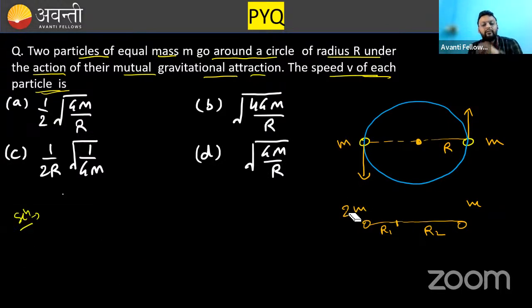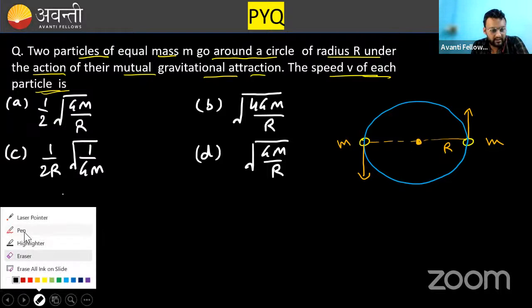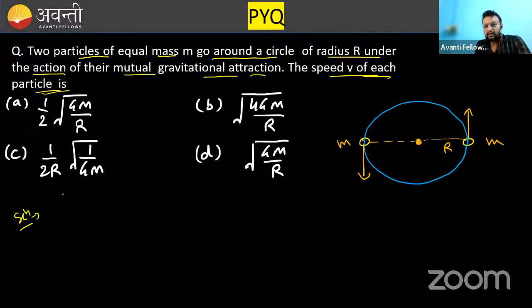But you should know why I am taking the center at the midpoint. Is it clear? Where will the center be? At the center of mass. But in this question, both masses are similar, so the center of mass will be at the midpoint. So now the question remains very simple. Whenever a body revolves in a circular path, there must be a centripetal force. Here both masses attract each other, so this will be the centripetal force, the gravitational force.